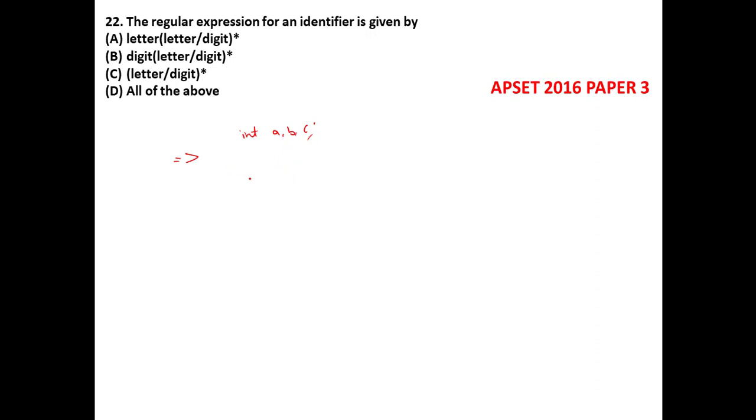Right, so the regular expression for this one is L open bracket L union D close bracket and the Kleene closure. It means that you must have one letter, that is an alphabet, and after that one alphabet you may have one or more alphabets in combination with 1 digit or more than 1 digit, that is called the Kleene closure. Right, so here L of L union D, L stands for letter, D stands for digit, and close bracket the Kleene closure. So here the answer for this question is option number A.